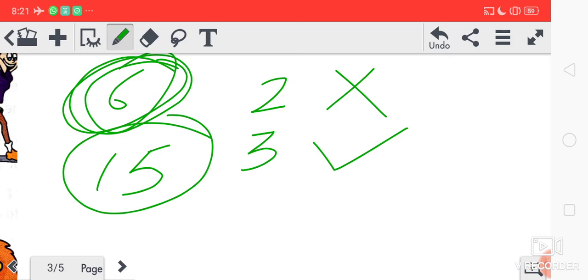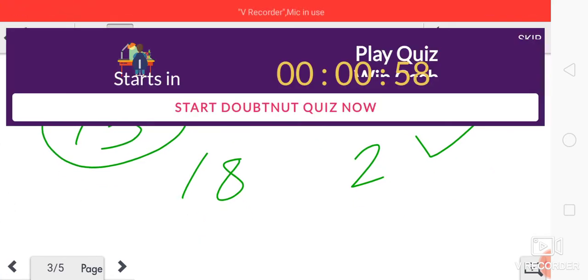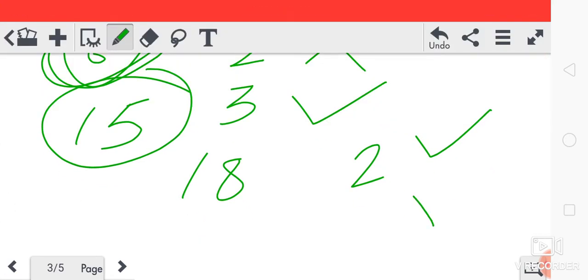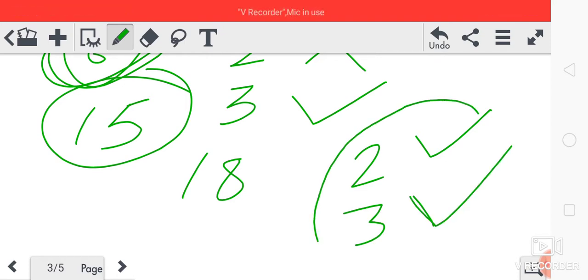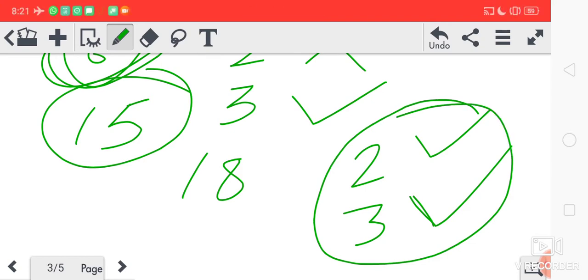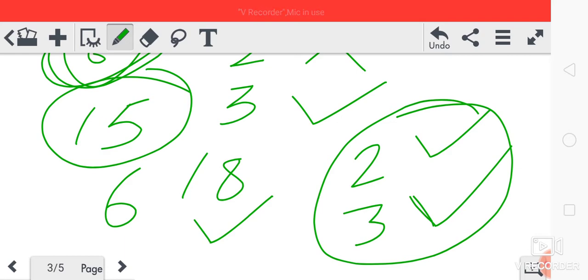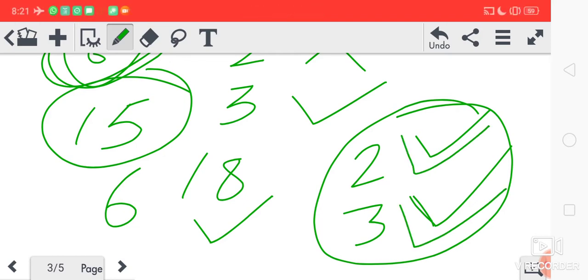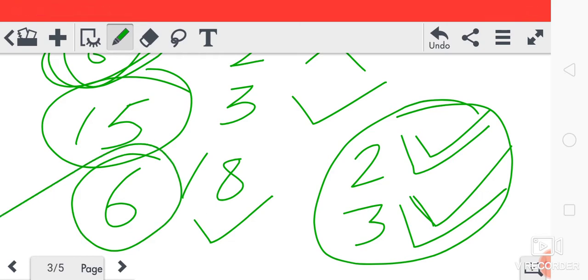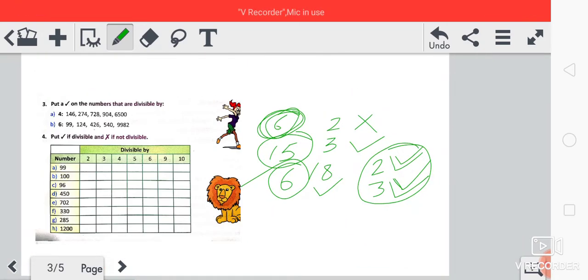Okay. If we take 18, it is divisible by 2, 2 nines are 18, and it is also divisible by 3. Okay, so 18 is divisible by both 2 and 3. So 18 is divisible by 6 also. Okay, so what is the criterion? What is the rule? If a number is divisible by both 2 as well as 3, then the number will be divisible by 6 also. Got it? So this was the rule.